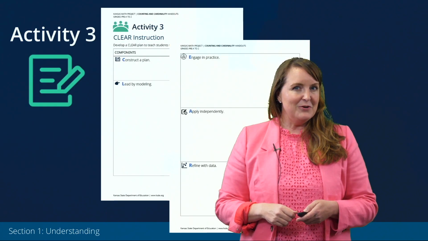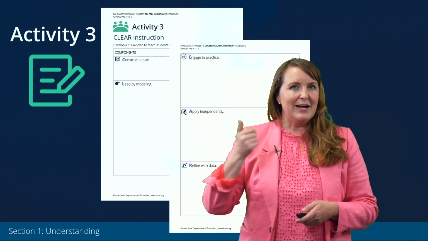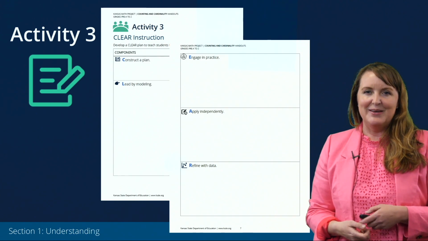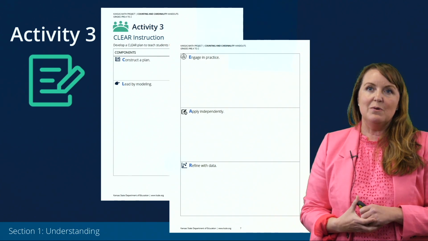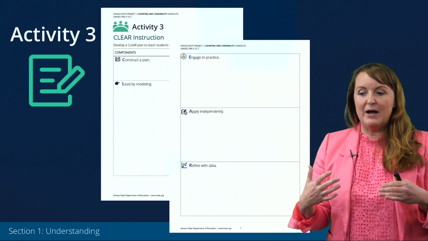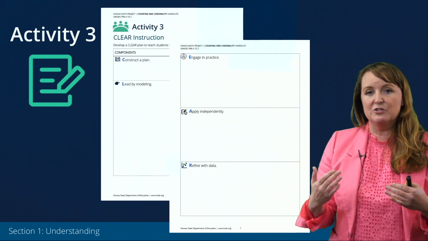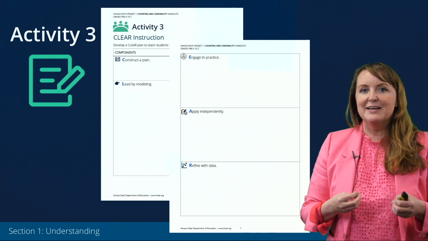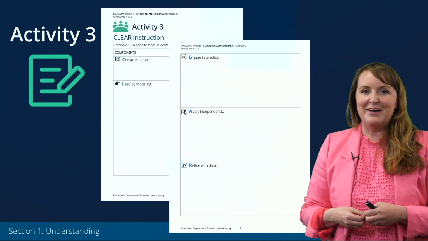Now that was a review of a clear example. I got to get out of the way here so you can get to this activity 3. Here in this activity, you are going to help think about what does your clear instruction look like if you are helping students learn how to count and think about that cardinality.